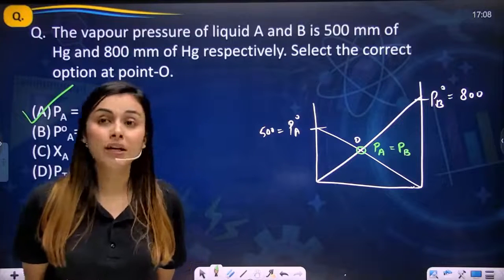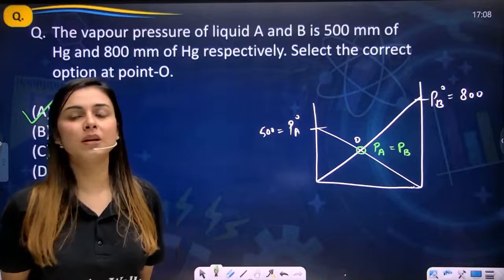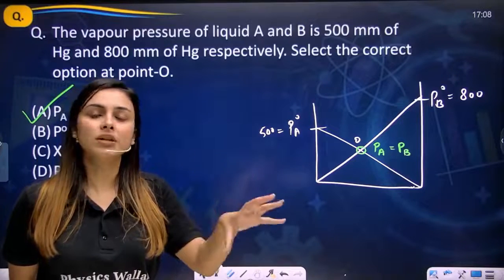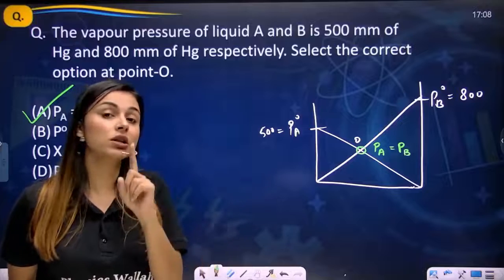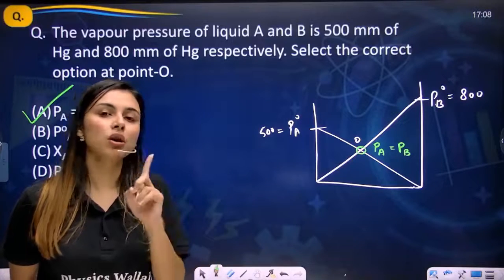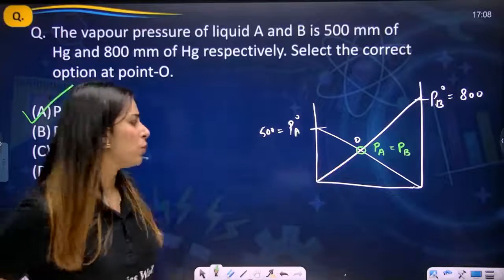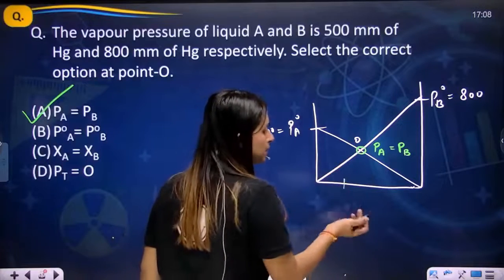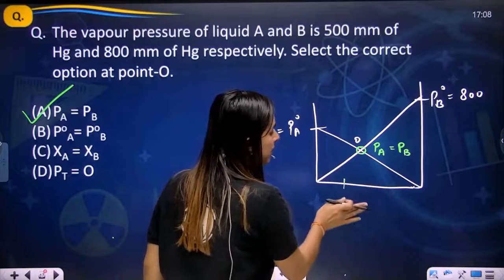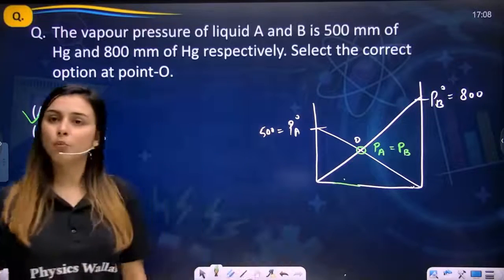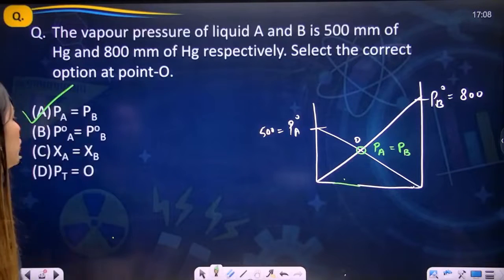It is not important that the mole fractions will be equal. No, the partial vapor pressures of the two components will be equal, not the vapor pressure, not the mole fractions. Okay, make it very clear with your concept. The mole fraction can be equal here, or it could be anywhere. It is not important that it will be at this particular point. Okay, yes, perfect. I hope it is clear.